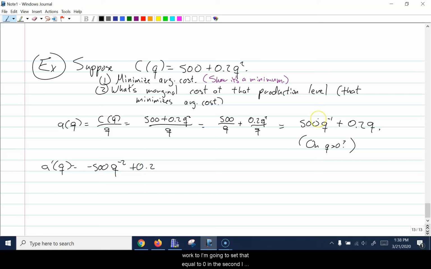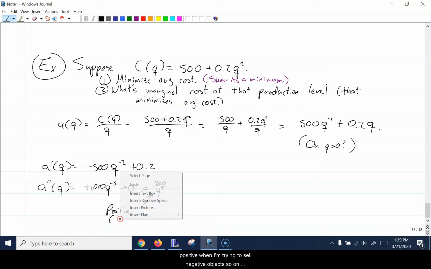Negative 1 falls down, 500 Q to the new exponent is negative 2, plus that's Q to the 1, I get just 0.2. I'm going to set that equal to 0 in a second. Before I do that, can I take the second derivative real easily? That negative falls down, makes it a positive 1000 Q to the negative 3 plus nothing, is 1000 over Q cubed. That's positive. Actually, Q cubed could be negative, but only when Q is negative. We only care about when Q is positive. We're not trying to sell negative objects. So on the region we care about, it's positive.